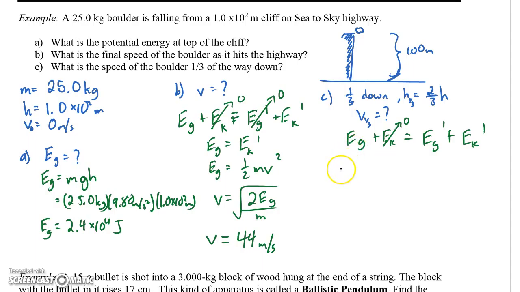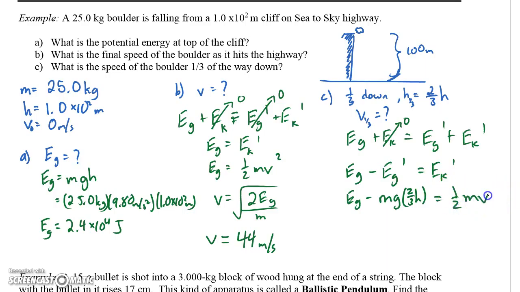So then we just want to put in, we know Eg. Eg is something that we know, so we can leave that there. We know that the v is hidden in Ek, so we can bring over the minus Eg prime, and put in some equations that we know. Eg minus mg times 2/3 of h is equal to 1/2 times m v squared, and we'll just label that v 1/3.